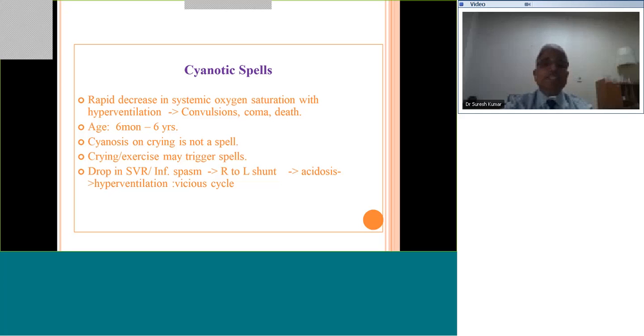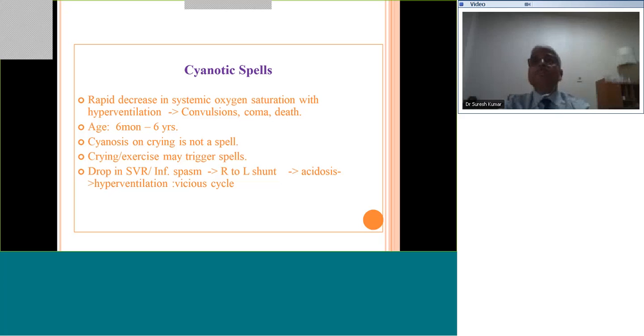You are familiar with the word cyanotic spell, but it's very important to define a cyanotic spell and not to use that term misleadingly. A cyanotic spell is a very life-threatening event. You use the word cyanotic spell when there is a rapid decrease in systemic oxygen saturation accompanied by hyperventilation. If you don't intervene medically, this could lead to convulsions, coma, or death of the baby. So it's a very major symptom.